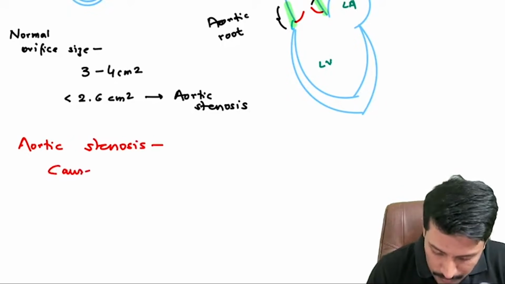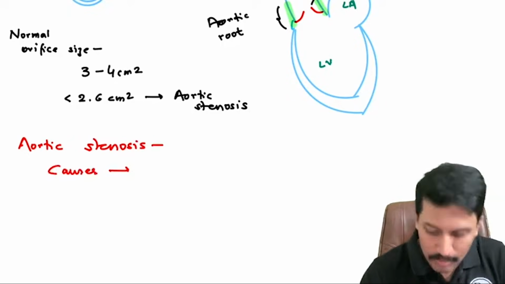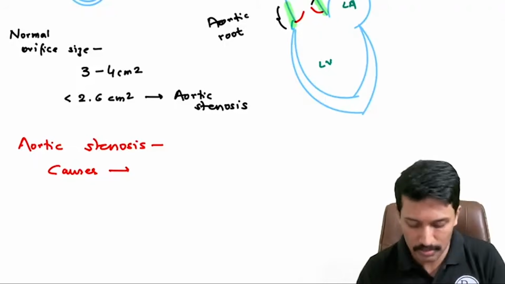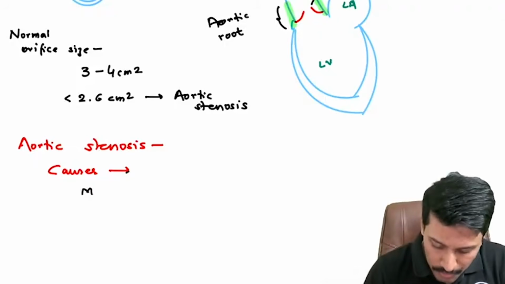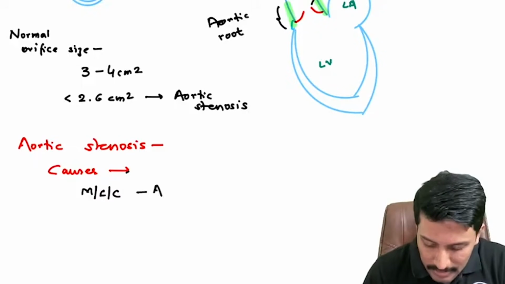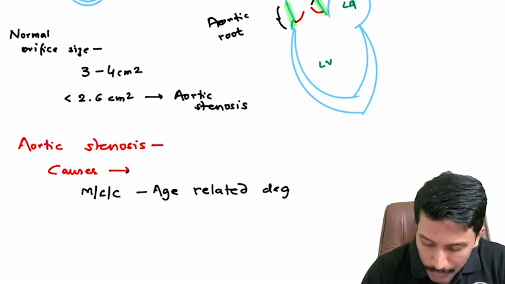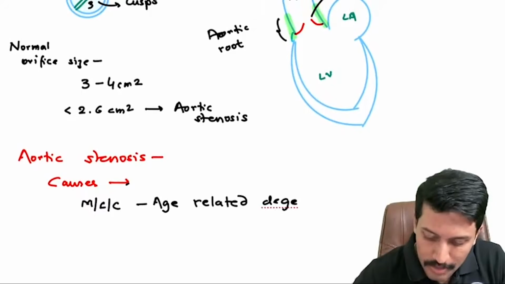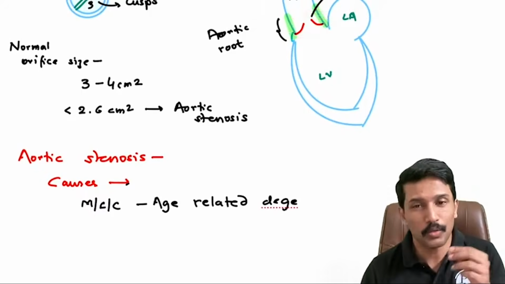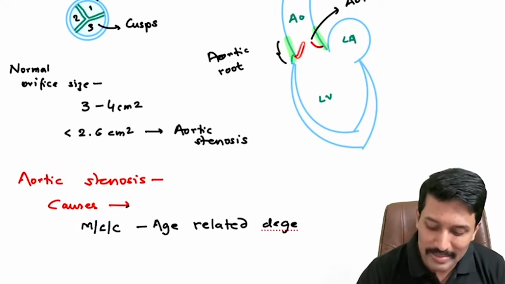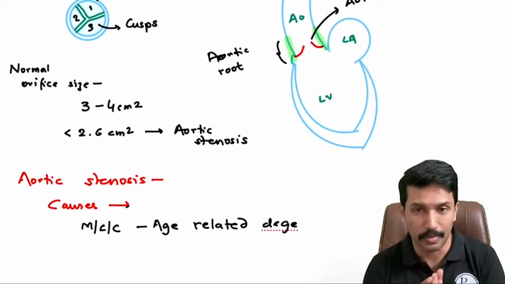The causes wise, it is better if you mention the most common cause than the other causes. So the most common cause for aortic stenosis is age-related degeneration of the aortic valve. Just now I told you that the aortic valve is inserted into the root of aorta, and because it is in the root of aorta, it is not exactly in the left ventricle, it is in the aorta.